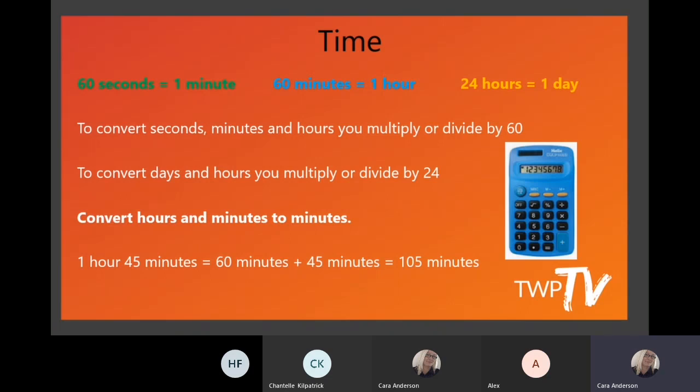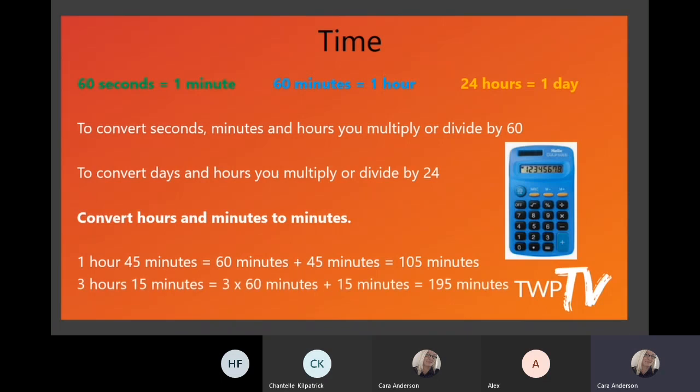As it is on the screen, if you needed to change 1 hour 45 minutes, they're going to know that you know that 1 hour is 60 minutes. So you would put 1 hour equals 60 minutes plus your 45 minutes, and then you can show your calculation 60 plus 45 on the calculator. The calculator will not know time, so just make sure that you convert it into minutes, and then it's easier for you.